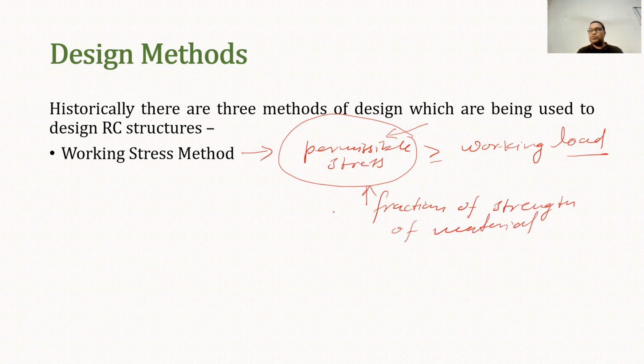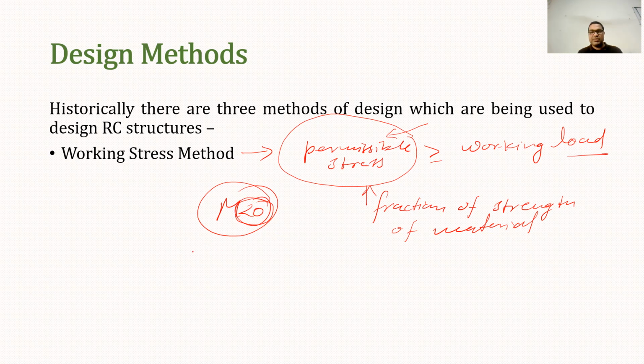So basically, if we use concrete, say for example M20 grade of concrete, then 20 is the 28 days characteristic strength of concrete. Generally we consider this as the maximum strength of concrete. But in the design, we never use 20. We actually use a fraction of this 20. Now, on what basis do we take the fraction?